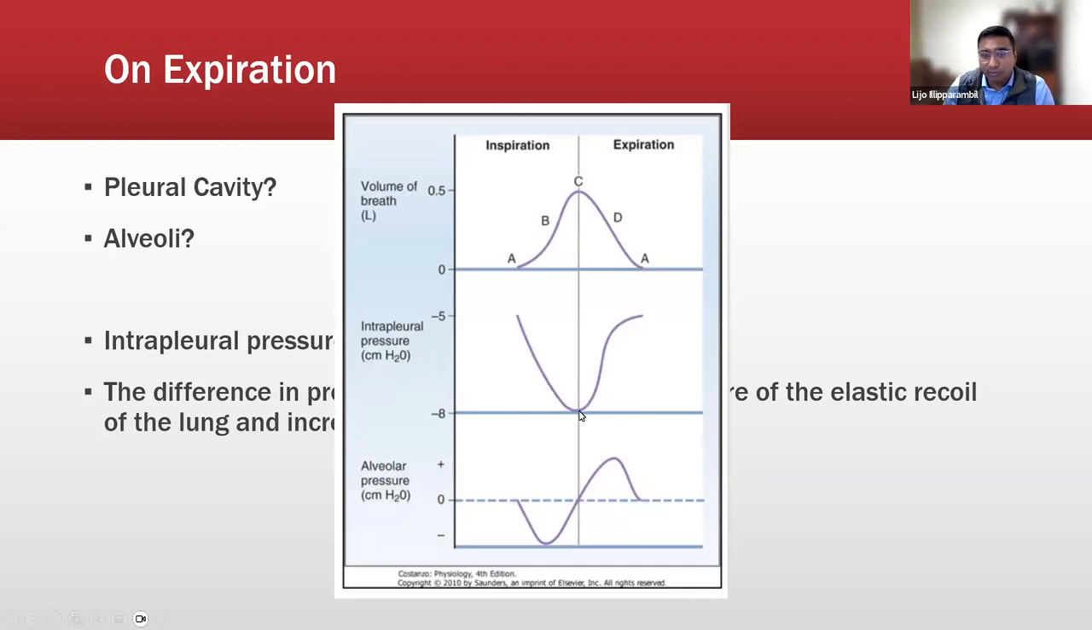Here's your intrapleural pressure going back more in the positive direction. Your alveolar pressure starts going more in the positive direction, and then air starts coming out. Now, eventually the intrapleural pressure hits back to where it was at the end of expiration, and your alveolar pressure goes back down to zero, and you exhale all the air.